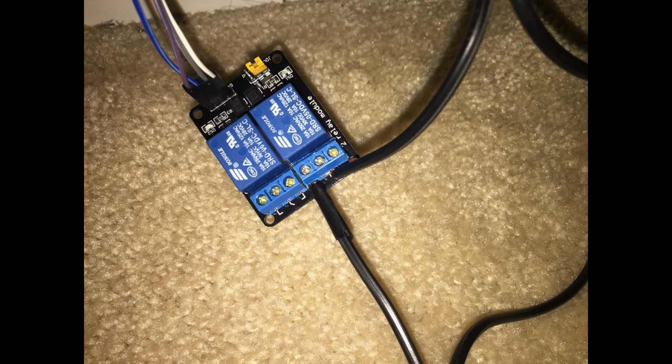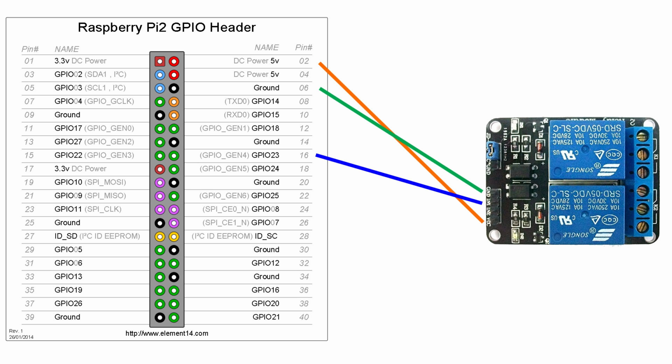So here's actually another picture of my wiring at my setup. You can see I actually put some electrical tape just to protect it. You can see the relay. This is actually a different relay module, by the way. And just as a quick look, here's the wiring to the Raspberry Pi.